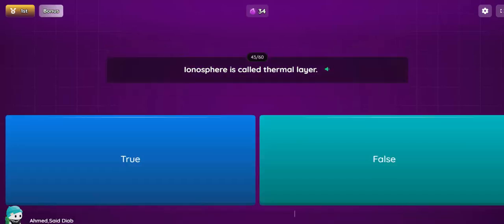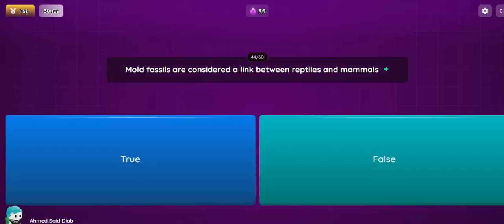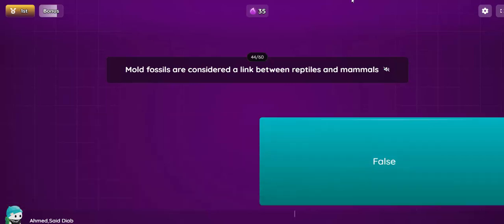Question: ionosphere is called thermal layer. Option 1: true. Option 2: false. Question: mold fossils are considered a link between reptiles and mammals. Option 1: true. Option 2: false.